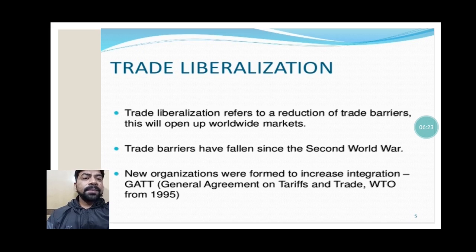Similarly, countries that want to become a part of the global world, or globalization, reduce their trade barriers. They remove the trade barriers.